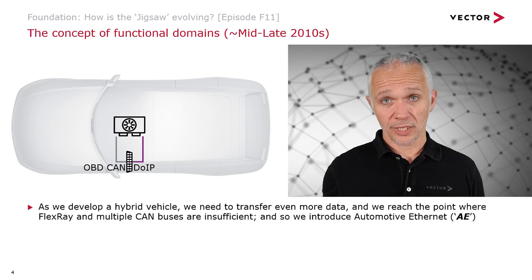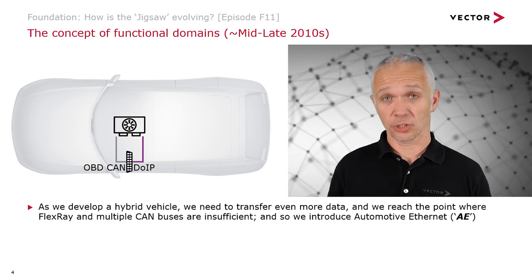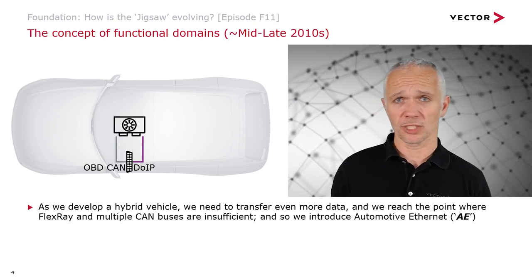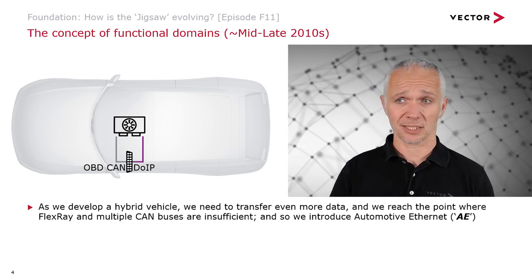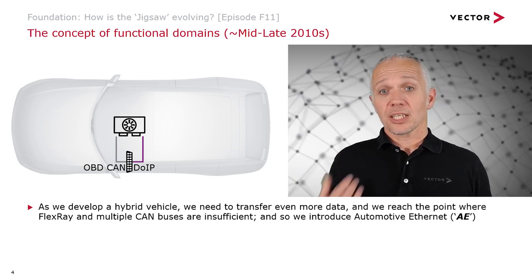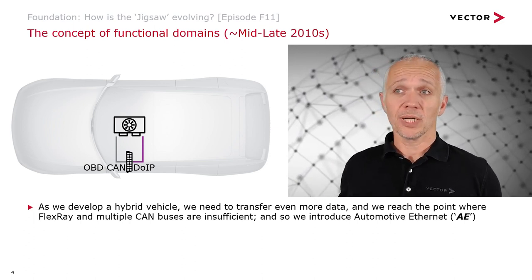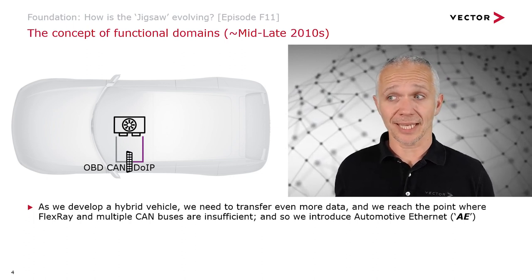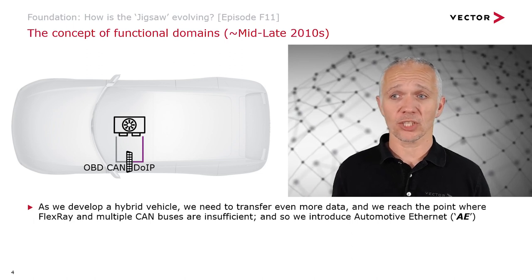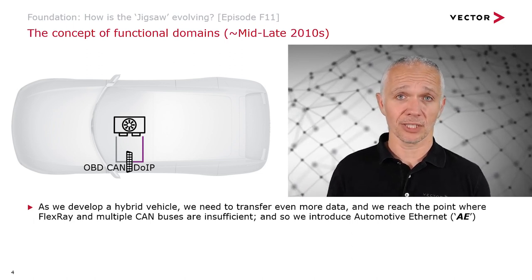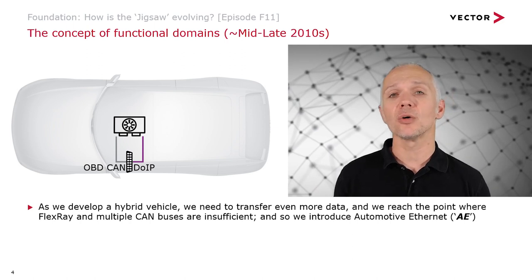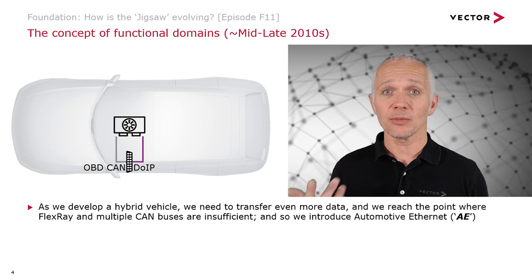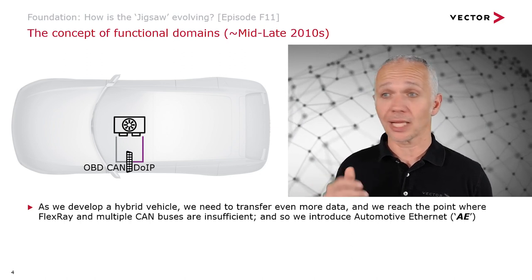So we left off having just introduced Ethernet into our vehicle for diagnostics and maybe a couple of other specialist use cases within infotainment, maybe in an ADAS system. As we develop a hybrid vehicle, though, we need to transfer even more data in the mid to late 2010s. Eventually, we reach the point where the FlexRay and multiple CAN buses that we have in our vehicle up to now are insufficient. And so we introduce automotive Ethernet, or AE for short, and our gateway that we had previously is now a multi-layer switch.